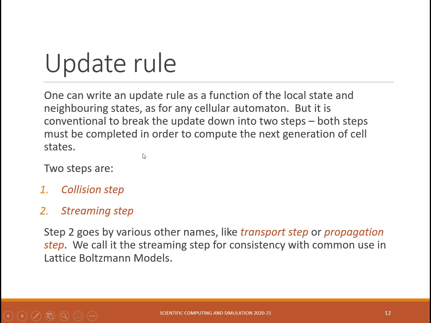In HPP, there are two steps for computing the next generation of cell states. Using these rules, we can simulate the motion of particles in a grid. The first rule is collision, followed by the streaming step. Both sets of rules must be applied to any cell in a grid in order to compute the next generation of cell states. In the following slides, I will go through each step in detail.